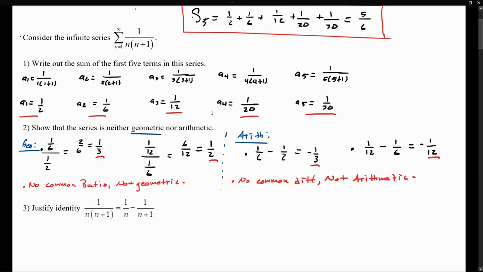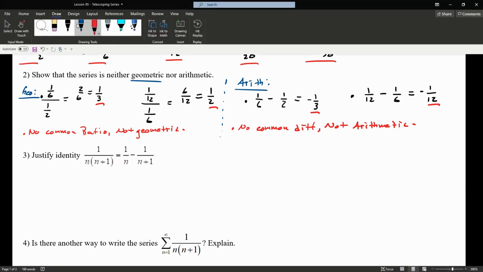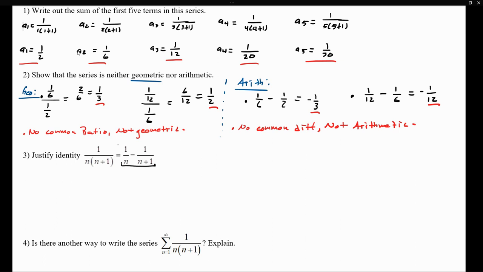Before we move forward, notice that here we're still talking about the same series, the sum of 1 over n times n plus 1. Now let's justify that the expression 1 over n times n plus 1 could have just been written as 1 over n minus 1 over n plus 1. So how can we justify that? Well, to justify, we can just show that we can write one expression as the other. So I'm going to take the expression on the right hand side, and I'm going to manipulate it in such a way that my result will be the left.